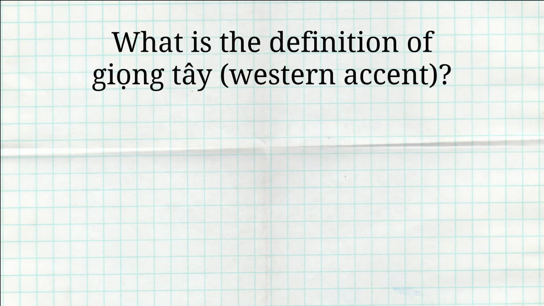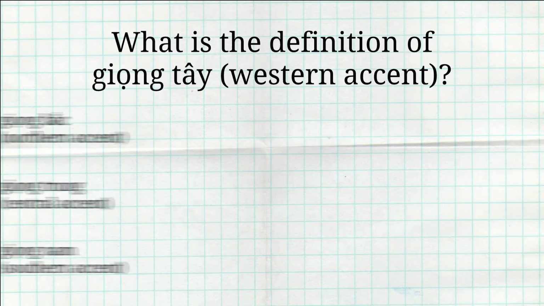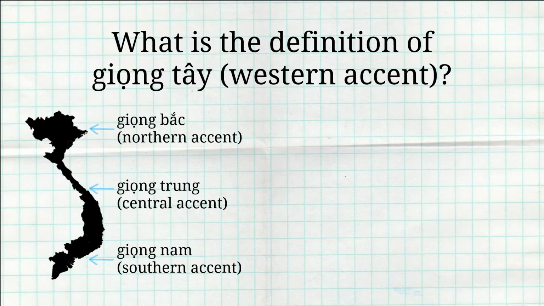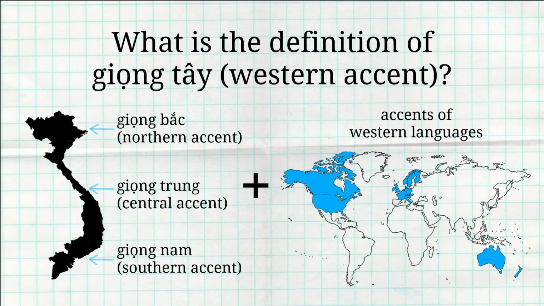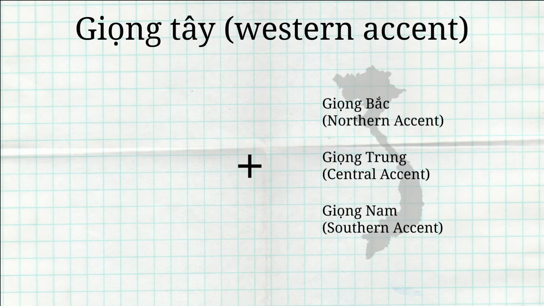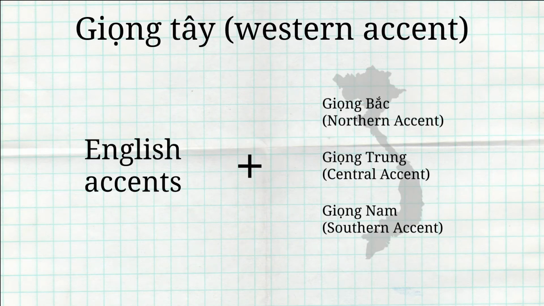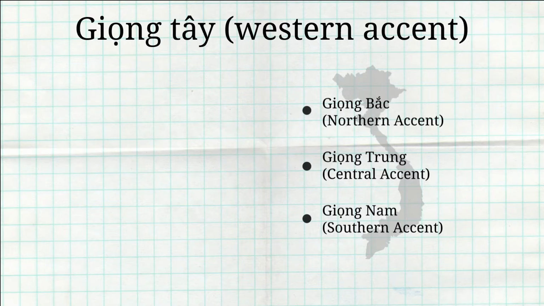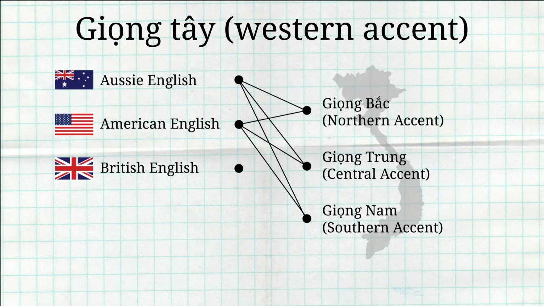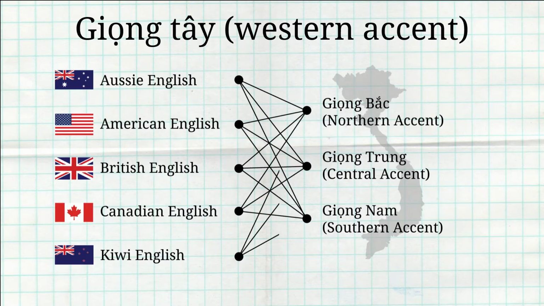So what is the definition of Giọng Tây? I've chosen to define it quite broadly, as a fusion of the various Vietnamese accents with the accents of the various Western languages. By far the most common type of Giọng Tây is the combination with the various English accents, specifically the Aussie, American, British, Canadian, and Kiwi accents.